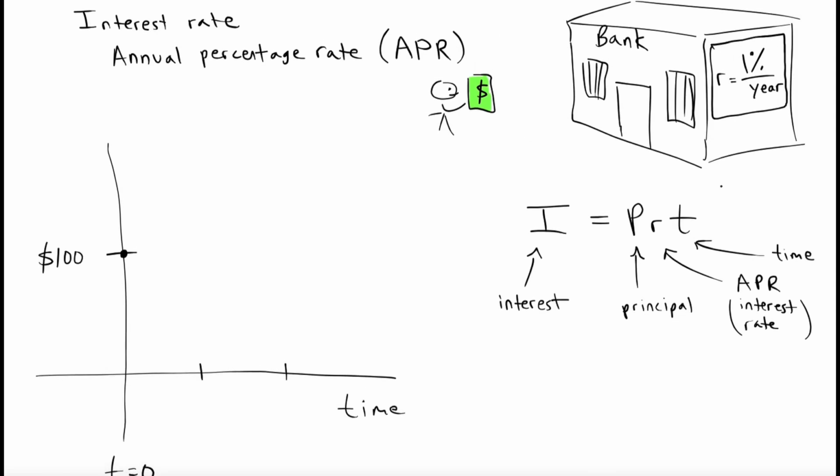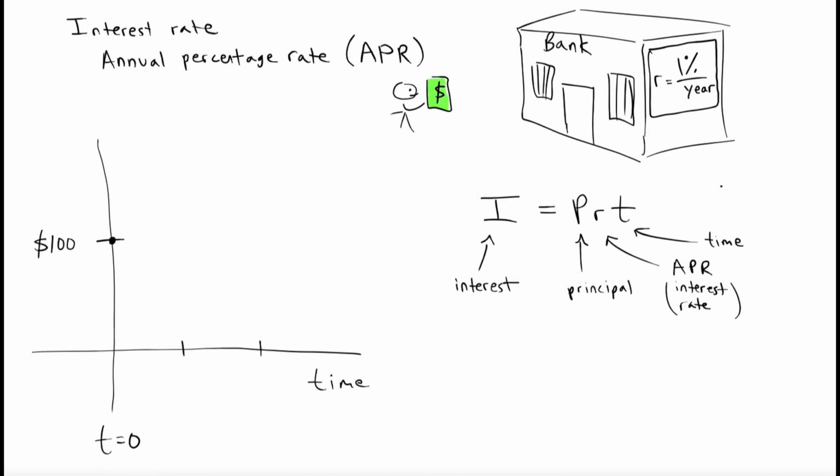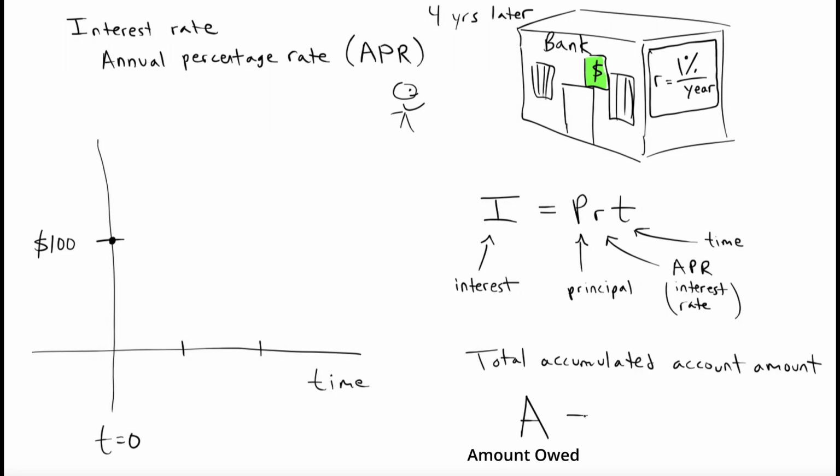Okay, so let's do a hypothetical calculation. Let's say I give them my money and they have the money for 4 years. And 4 years later, I'm going to come back to the bank asking for not just my principal, but the interest as well. So the total accumulated amount is called A. And they will calculate A by not only giving me my principal back, but giving me back the interest as well. So it has a formula of P plus I.